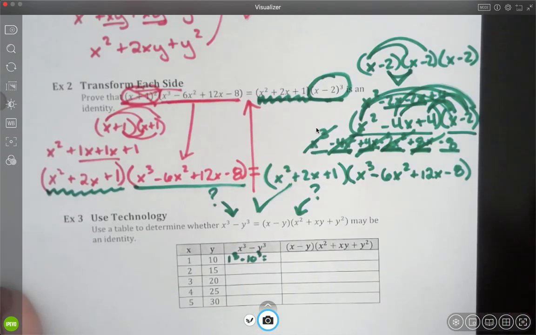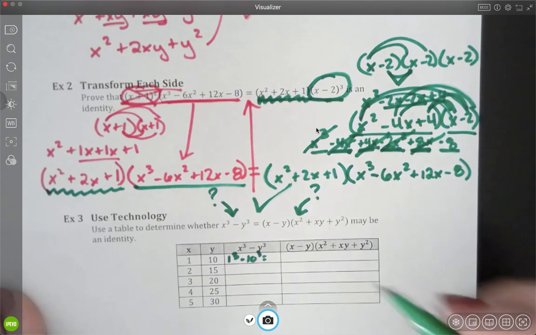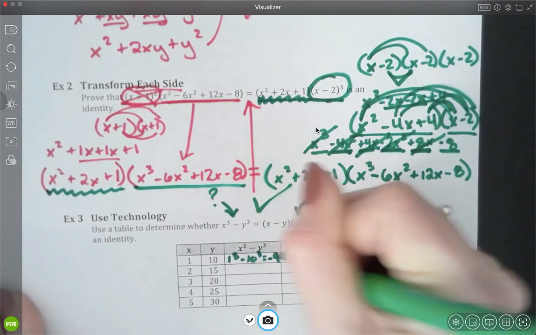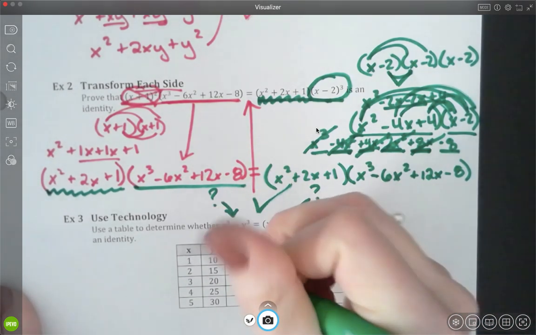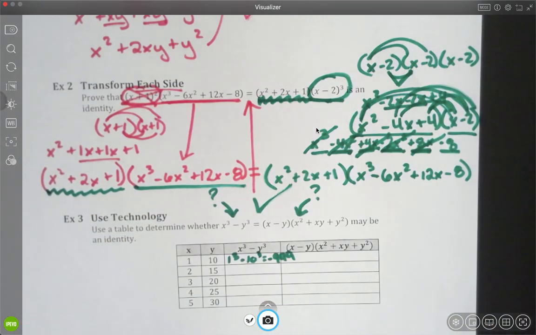But it is negative 999, right? Negative 999, okay? Now, take your calculator out and plug those numbers in. 2 and 15, 3 and 20, etc., right? As soon as you plug it in the first one, you should just be able to go back through and change your numbers, right? Yes. Okay? So plug some of these numbers in.